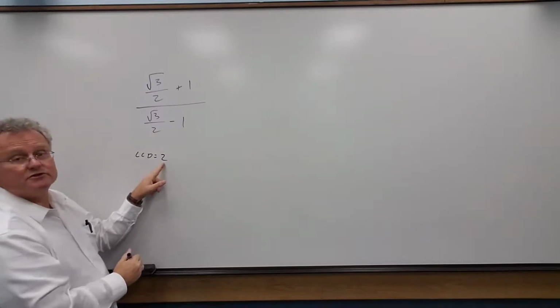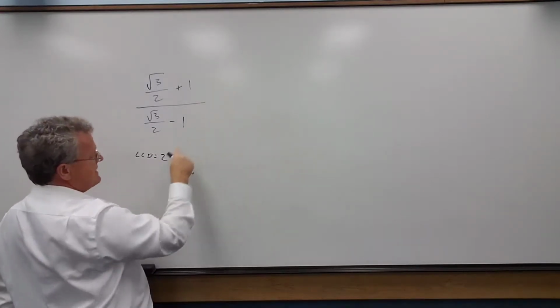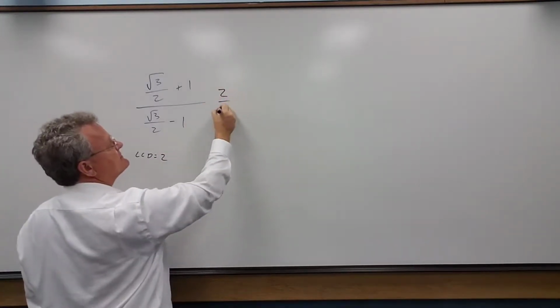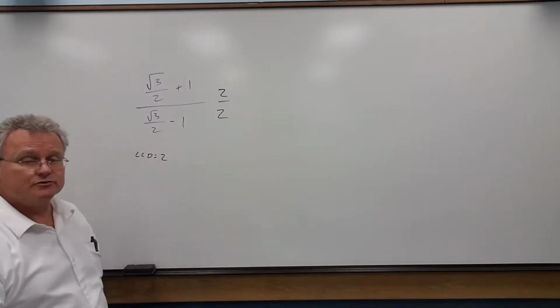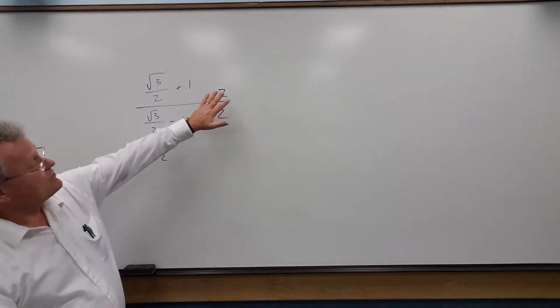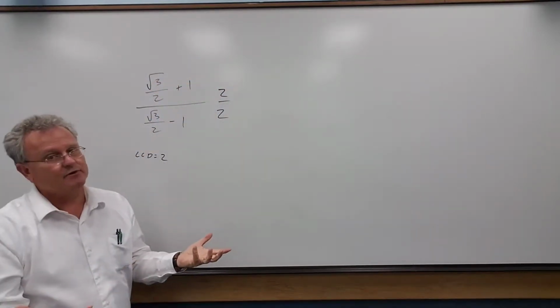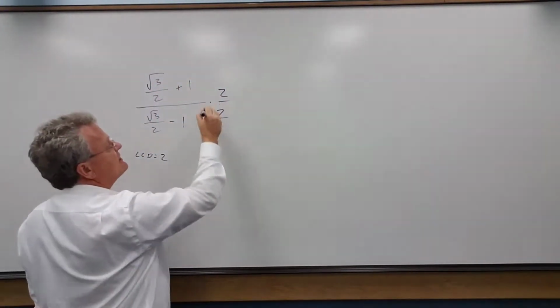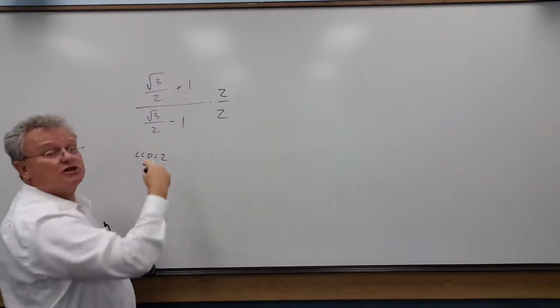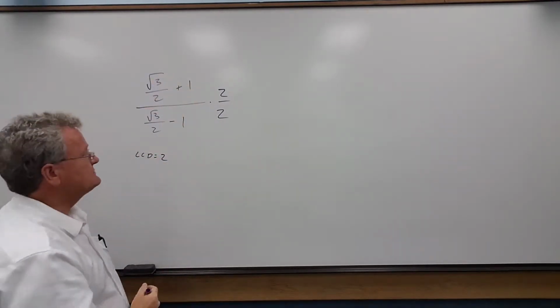Whatever this result is, we now multiply the top and bottom by that least common denominator. 2 over 2 in this case. 2 over 2 is 1, and 1 times any number is the same number. So we're not changing the value of this. It's going to look different, but the value is the same.